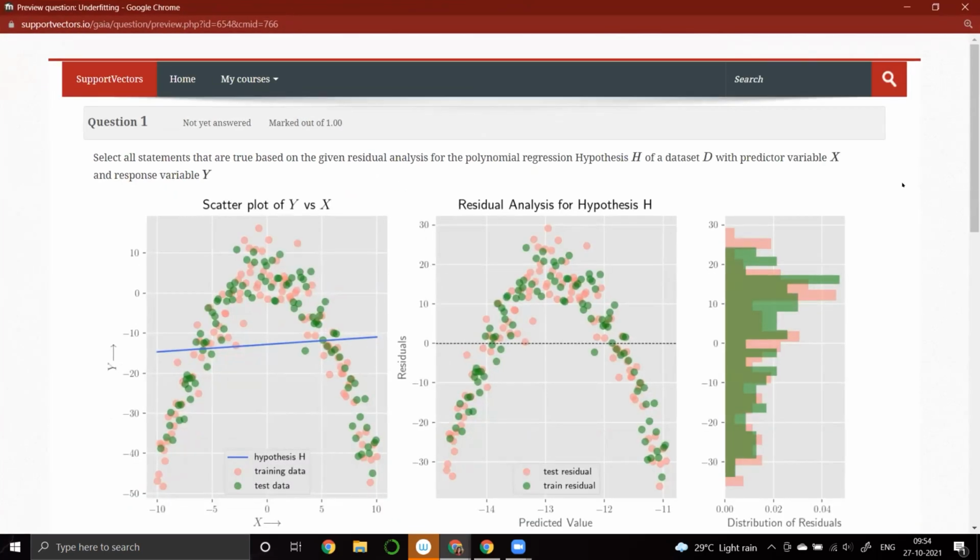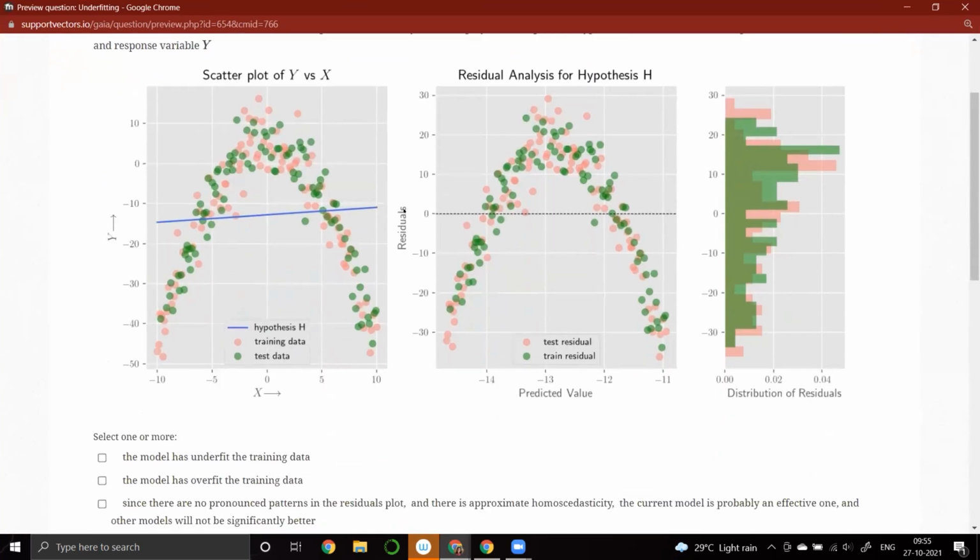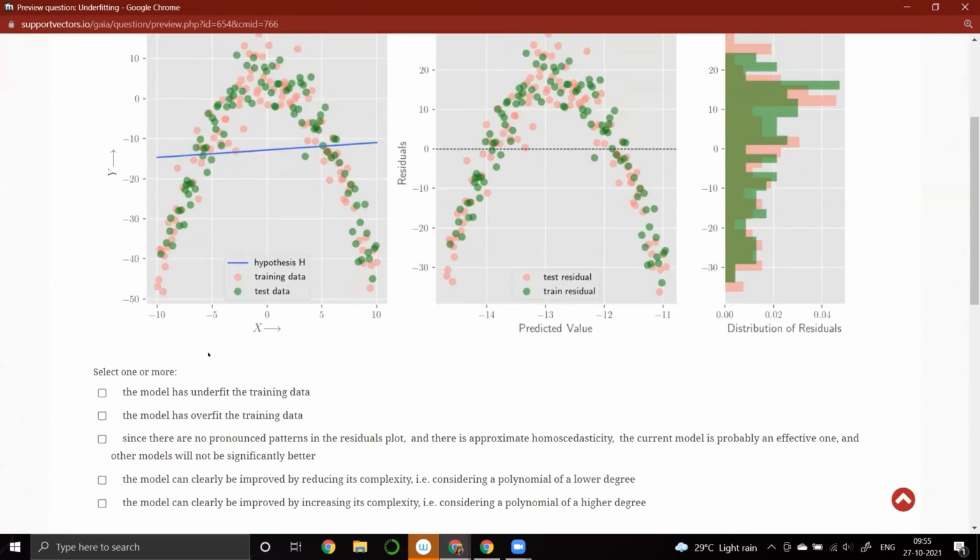Select all statements that are true based on the given residual analysis for the polynomial regression hypothesis H of a dataset D with predictor variable X and response variable Y. The blue line is the model, X and Y, and this is the residual analysis. So let's read the options. The model has underfit the training data. This is true. The data is more complex than our model. The model has overfit the training data. That is false. Since there are no pronounced patterns in the residuals plot, there is approximate homoscedasticity.